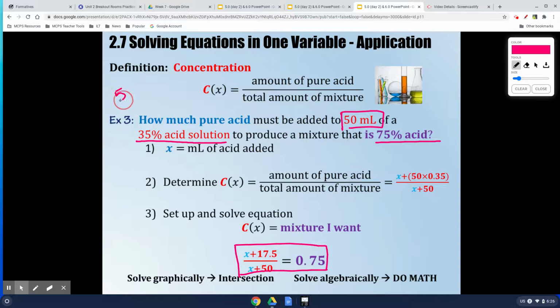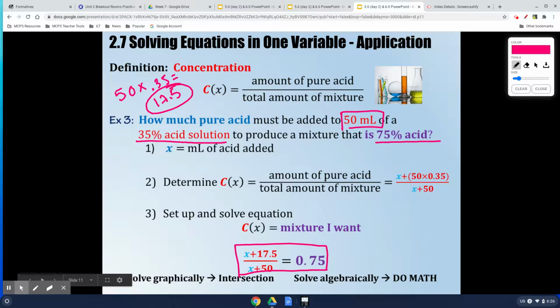So if I go ahead and do 50 times 35%, right, so 50 times 0.35, that's where that 17.5 is coming from. It's the amount of pure acid, and it's asking you how much needs to be added. So I already have 17.5. That's why it's 17.5 plus however much I'm adding. The total is 50, that's what I started with, plus however much I'm adding.